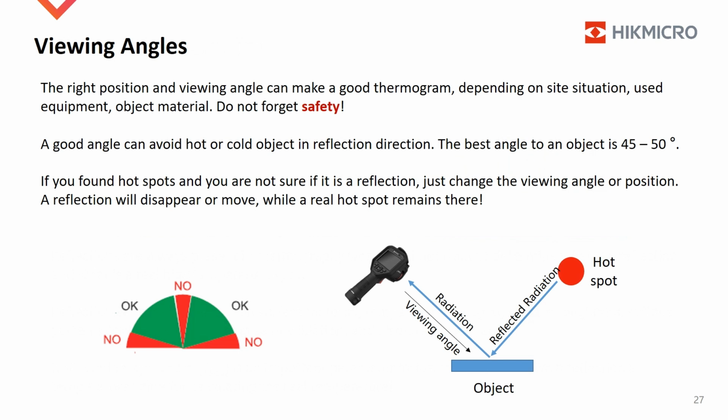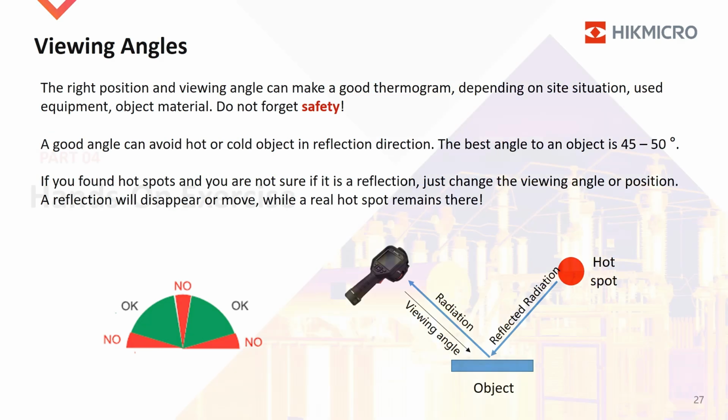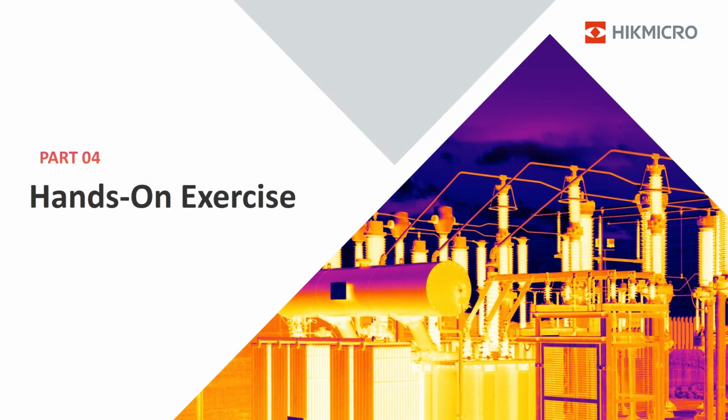Now you know the importance of reflection. The viewing angle determines the reflection direction. A right position and viewing angle can make a good thermogram. Do not forget safety, please. The best angle to an object is 45 to 50 degrees. If you find some hot spots and you are not sure if it is a reflection, just change the viewing angle or position. A reflection will disappear or move in the process while a real hot spot remains there.